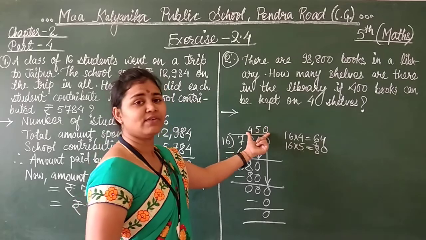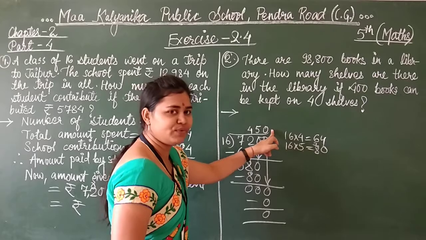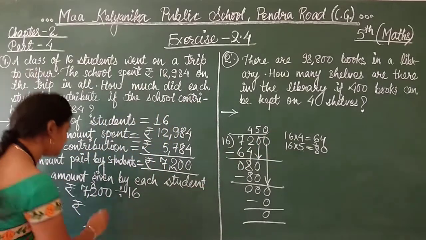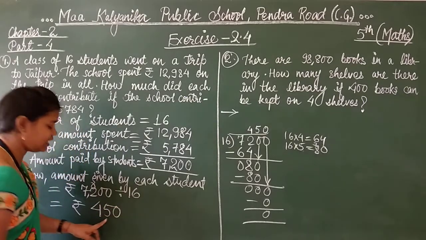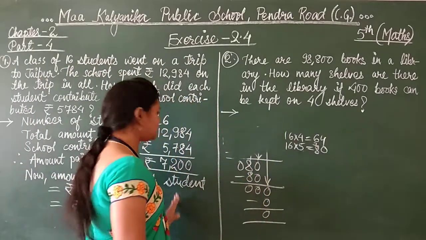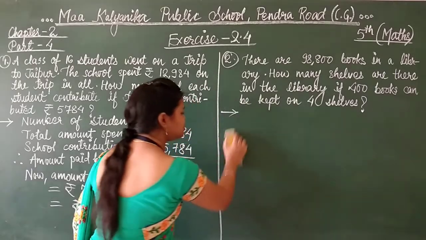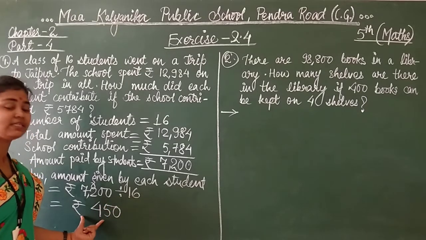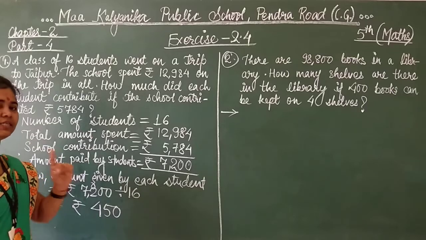So now what answer we have received? 450 rupees. So 7,200 divided by 16, the answer is 450. So 450 rupees each student will contribute. You can solve this beside the question. Okay, I had solved here, that's why I am erasing. So students, see here 7,200 divided by 16, the answer is 450. So 450 rupees was given by each student.